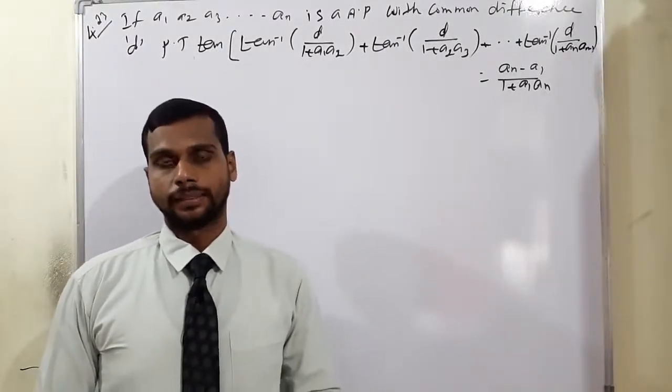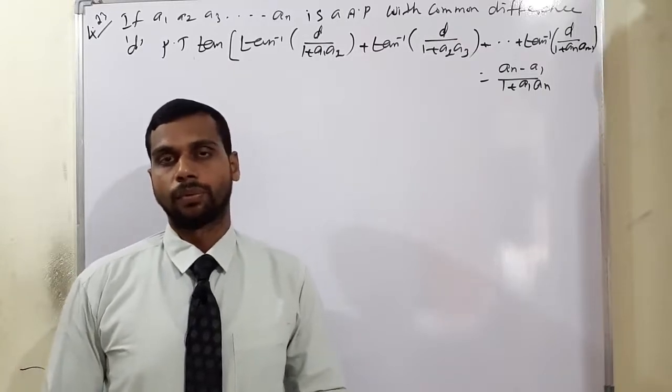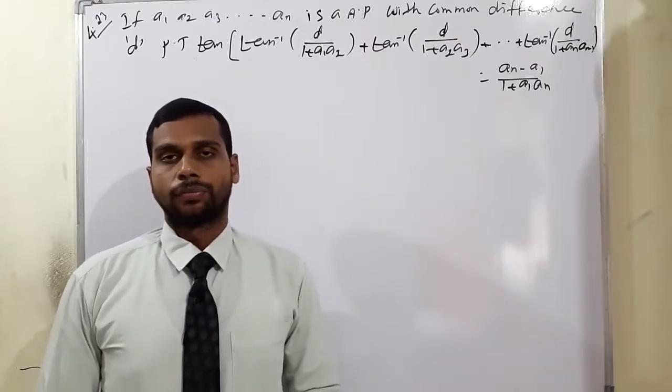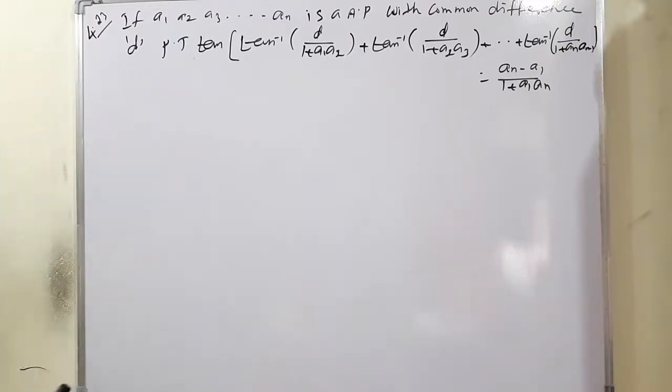Welcome to Max class. In this conversation, we are going to continue examples from chapter number 4. What is the name of chapter number 4? Inverse trigonometric functions. I am moving to example 4.23. Question, one of the important 5-mark questions.